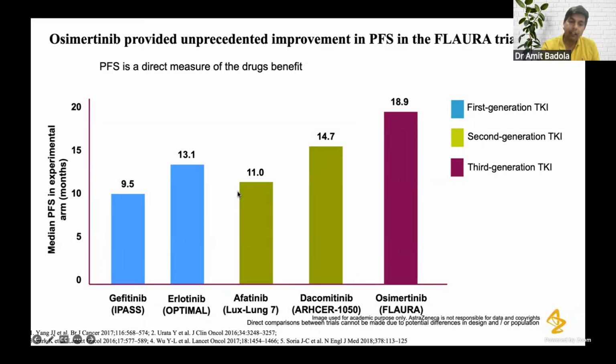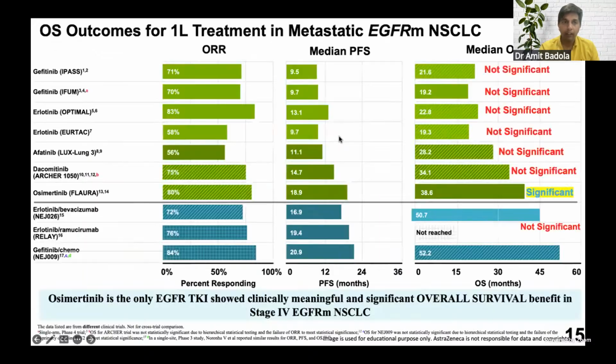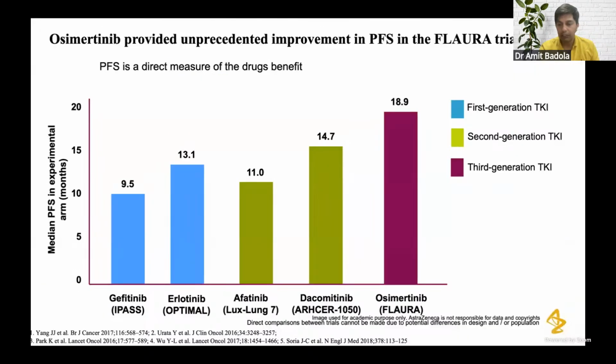So even if we add chemotherapy with gefitinib, the PFS comes somewhat close to osimertinib. If you add pemetrexed and carboplatin with gefitinib, we reach a PFS of up to 18 or 19 months only. If we use bevacizumab with erlotinib, we reach up to this PFS only. So now what will happen if we add chemotherapy with osimertinib? That we will discuss further.